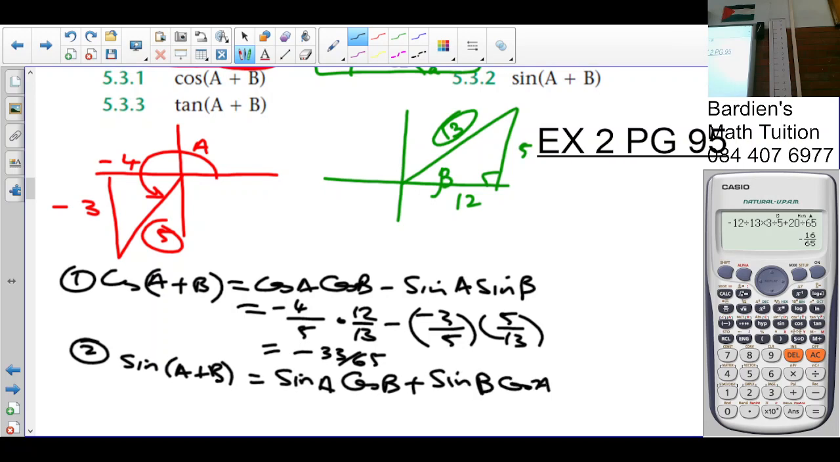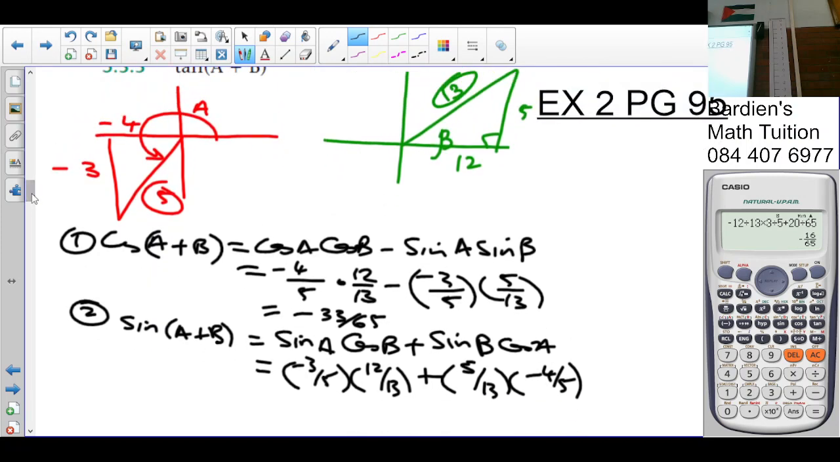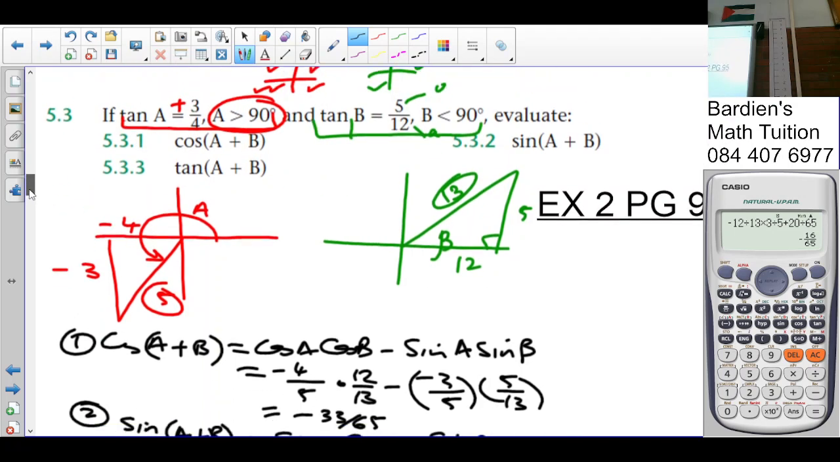Then sine A plus B is going to give you sine A cos B plus sine B cos A. So sine A is negative 3 over 5. Cos B is 12 over 13, plus sine B is 5 over 13. Cos A is negative 4 over 5. That gives us an answer of, sorry, negative 56 over 65.